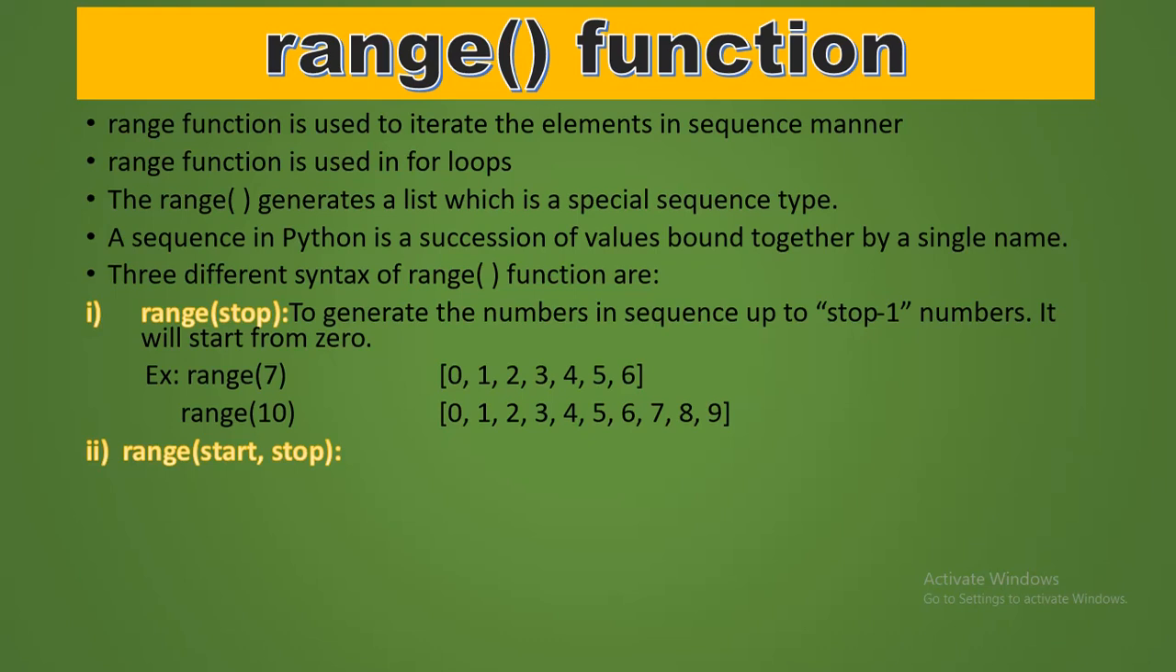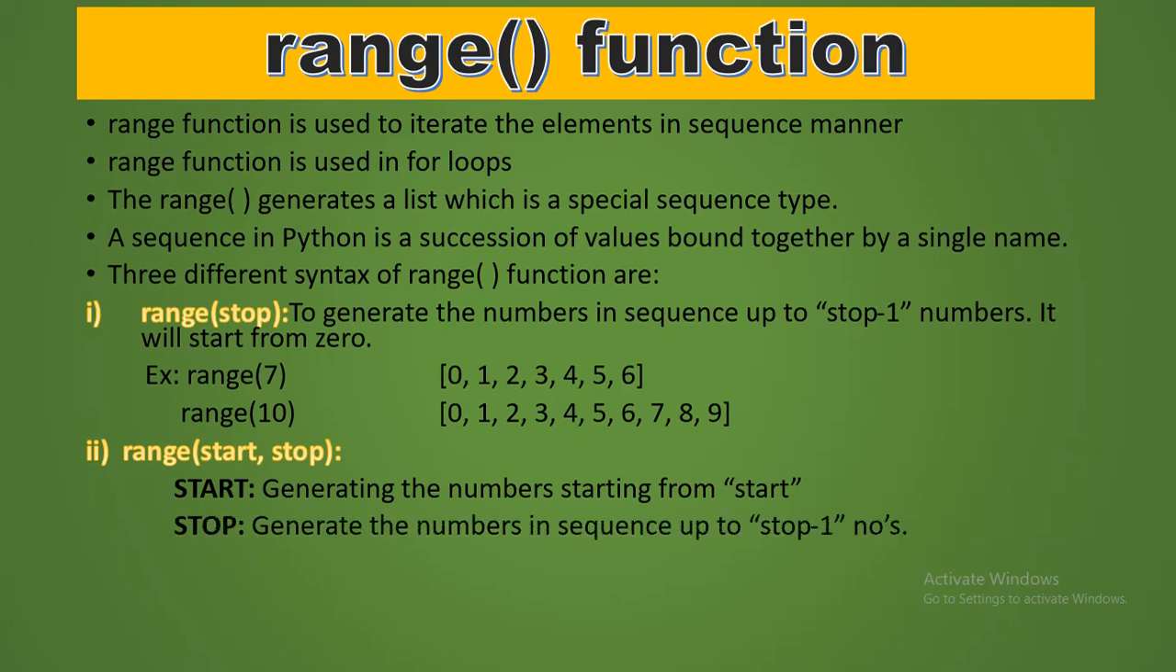Now the second syntax is range start comma stop, which means it will start generating the list of values from the start value that is specified and will stop at stop minus 1. Like we have written range 2, 7. 2, 7 means it will start from 2 and will stop at 7 minus 1, that is 6. So it will have the list of values as 2, 3, 4, 5, 6. Next example is range 5, 10. It will start at 5 and will stop at 10 minus 1, that is 9. So it will have the list of values 5, 6, 7, 8, 9.